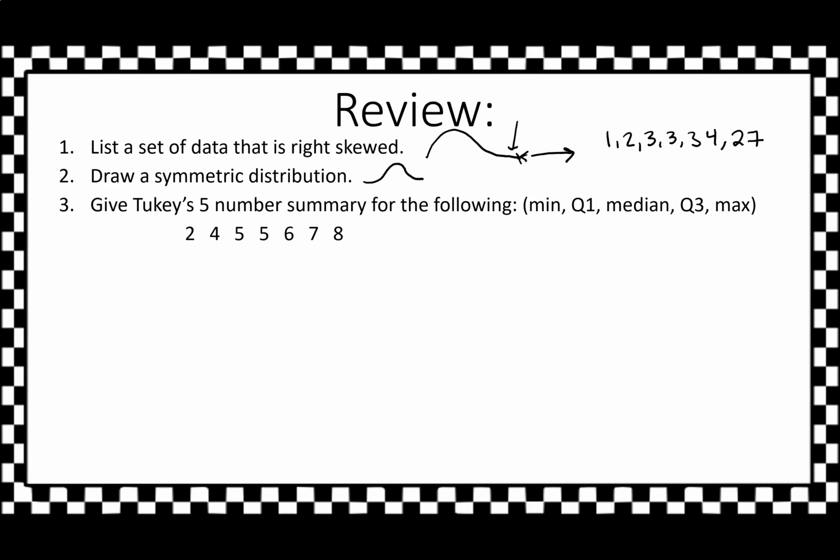All right, next question. Find the min, Q1, median, and Q3. Well, the median is 5. And then we need to find the median of the left data. That's going to leave me with 4 for my Q1. And then same thing here, is 7. Now, what's our min and our max? That's pretty simple. Our min is our lowest number of 2, and our max is our highest number of 8. Just a nice review.